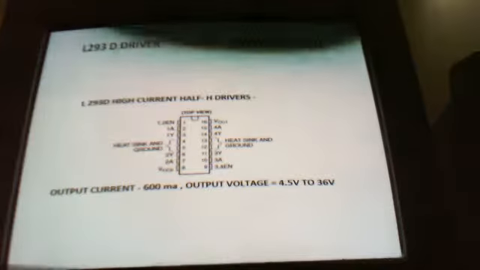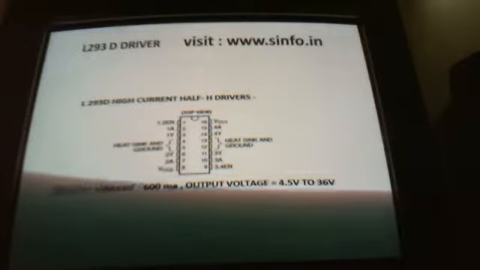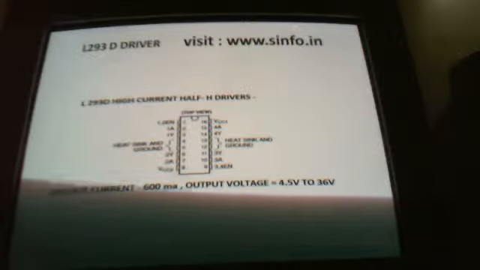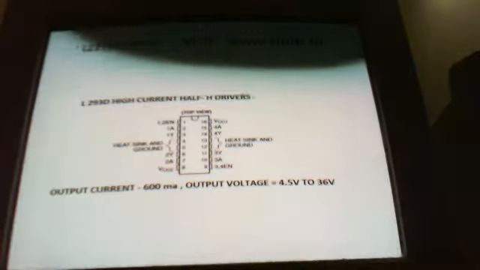Suppose you need the output at 18 volt, just connect 18 volt to pin number 8. And pin number 16 is VCC, the operating voltage, just connect to plus 5 volt DC. Apart from that, the enable pins are there. Enable pin number 1 is for 2 drivers, 1A and 2A, and another enable pin is there for another pair of drivers, 3A and 4A.